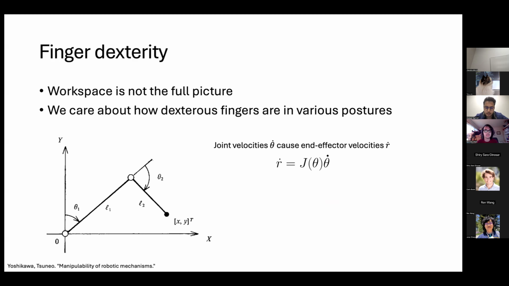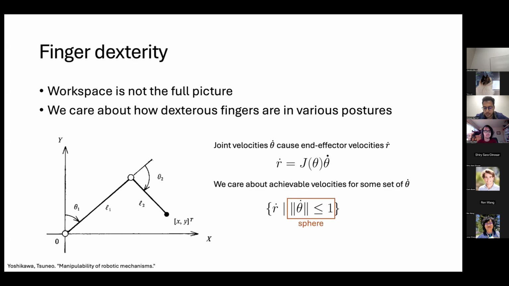Now if you give each of these joints some velocity, you get some velocity of the end effector, and these are related by the Jacobian. So r dot, the velocity of the end effector, is the Jacobian times θ dot. Now what we want is to figure out what velocities the end effector can achieve. Let's say for some θ dot with norm less than 1, what is the possible set of end effector velocities? And the larger this set, the more dexterity you have in this particular posture.